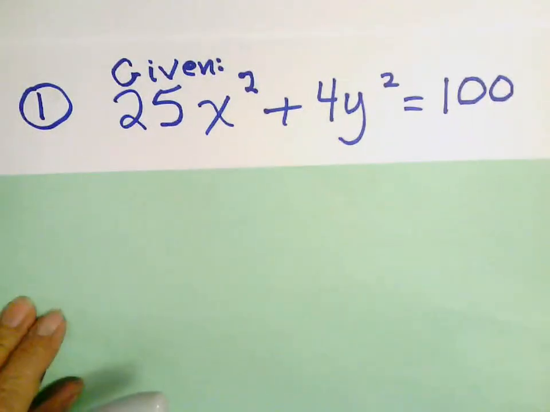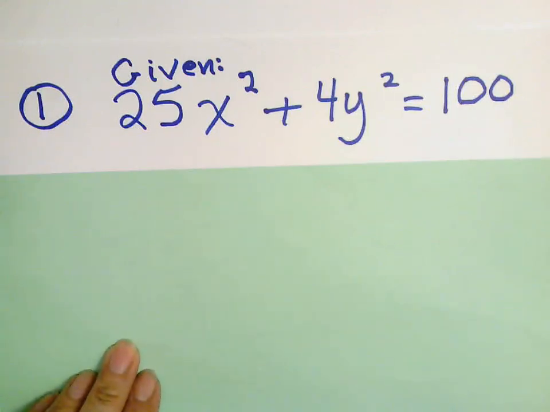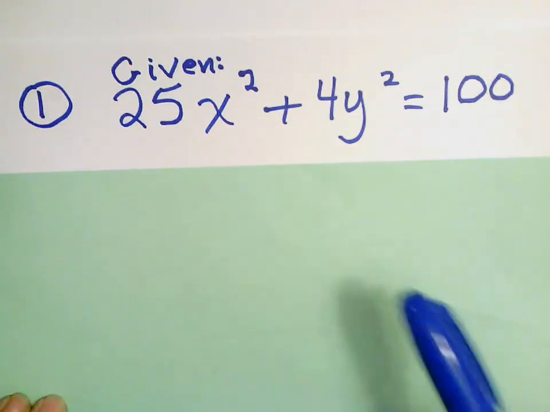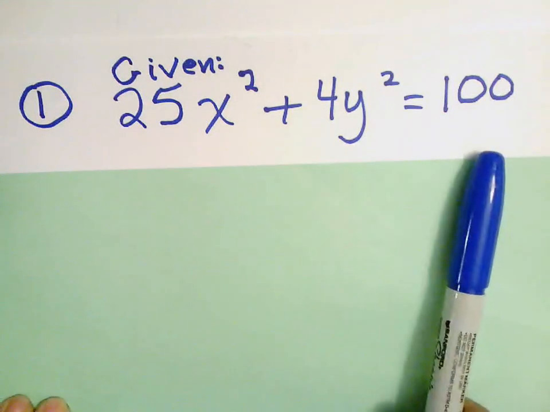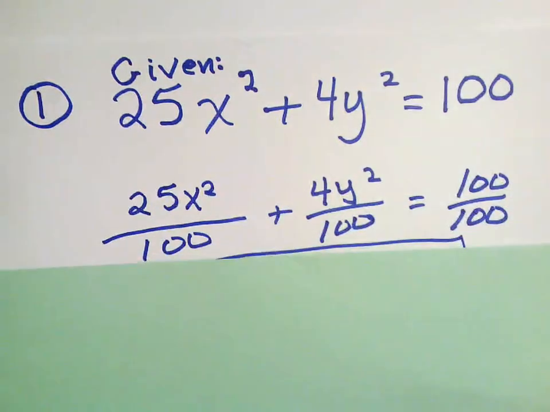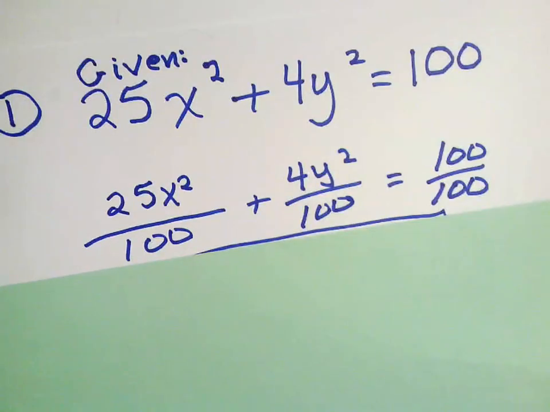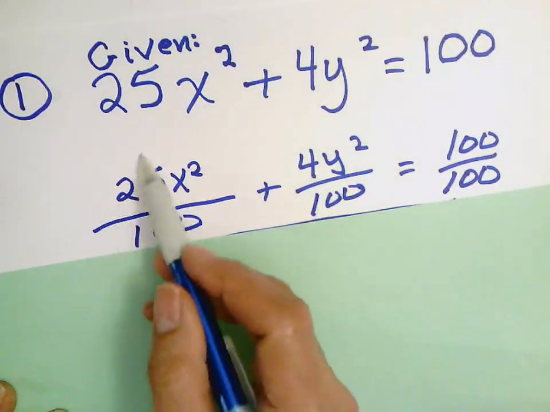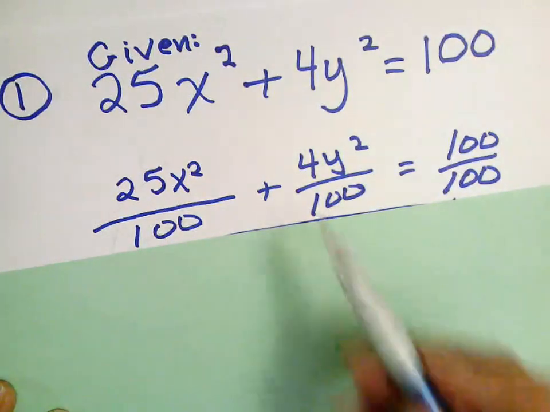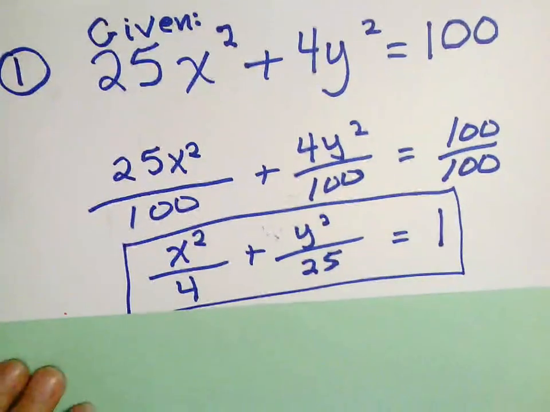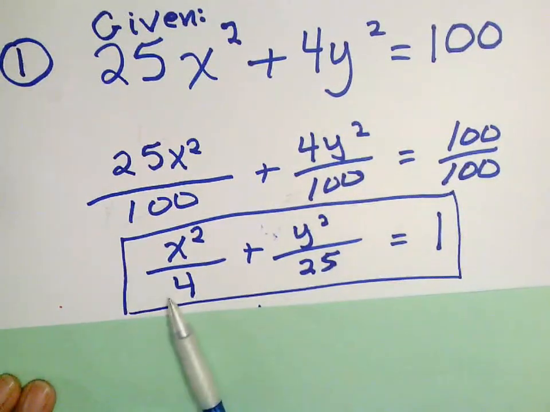We're going to be given the equation 25x squared plus 4y squared equals 100. Well, this is not in either one of those standard forms that we just got through looking at. Remember, we had to have the right-hand side being equal to 1. So the way that I'm going to make this right-hand side equal to 1, I'm going to divide all 3 terms by 100. 25 goes into 100 4 times, 4 goes into 100 25 times. So here, this is the standard form of the ellipse.